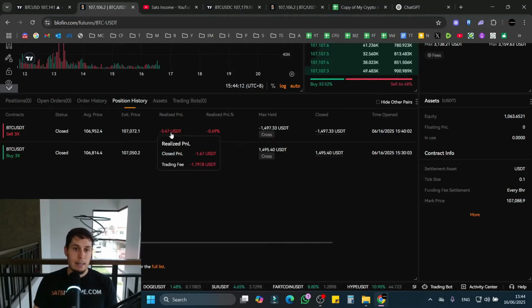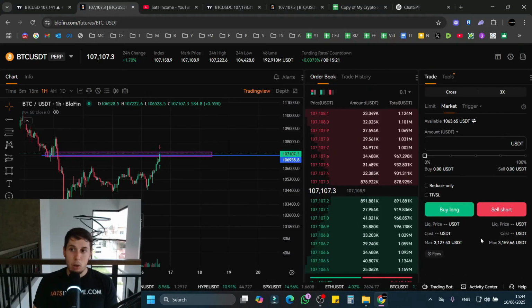So we lost like 170 from the P&L, from the profit and loss, and we lost like 180 from the trading fee. So a total loss right here is $3.50. That's how you trade futures.